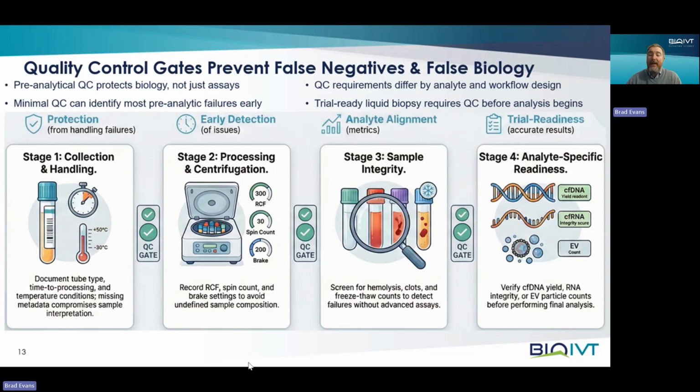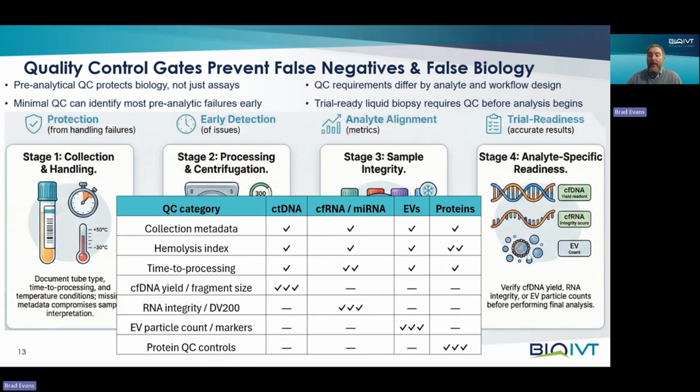The cell-free DNA yield is sufficient, RNA integrity is acceptable, or EV particle counts meet thresholds. Now the table brings this together in a practical way. It shows that QC requirements differ by analyte. Collection metadata and hemolysis checks matter across all analytes. Time to processing is especially critical for RNA.